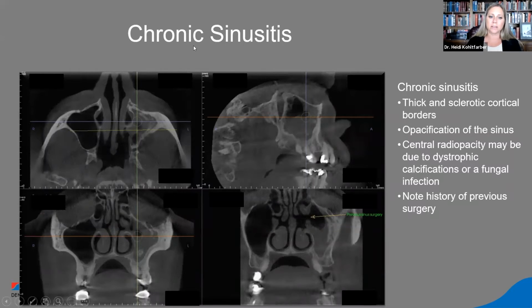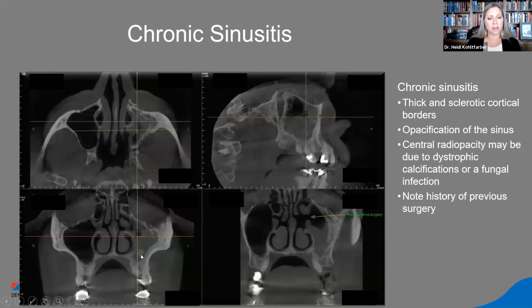Here's a chronic sinusitis. And you can see we've got thickening and sclerosis of those cortical borders. They're not nice and thin. In fact, we can compare one side to another and see that there's some difference in symmetry. What's happening is the body is laying down additional bone in response to that inflammation. It's trying to wall it off. And we also, in this particular case, have some dystrophic calcifications floating within the mucosal thickening.